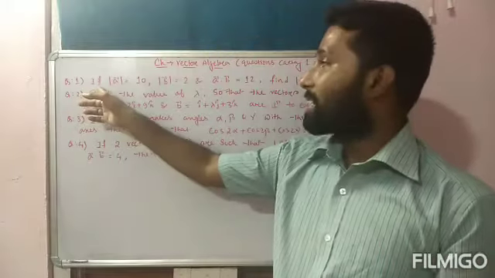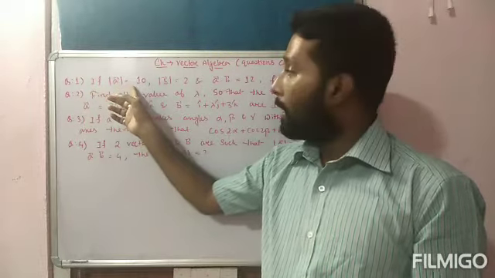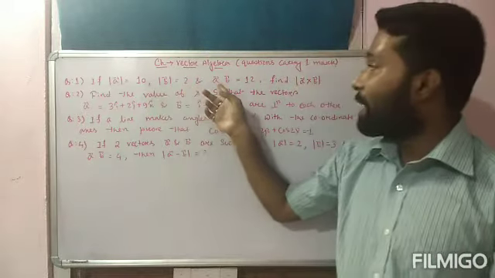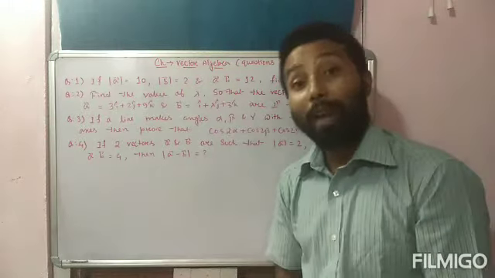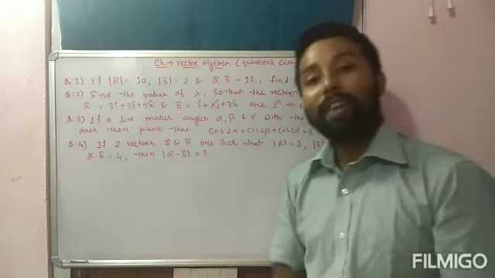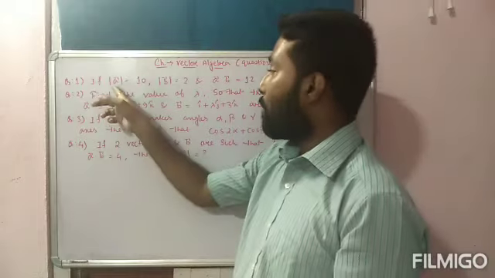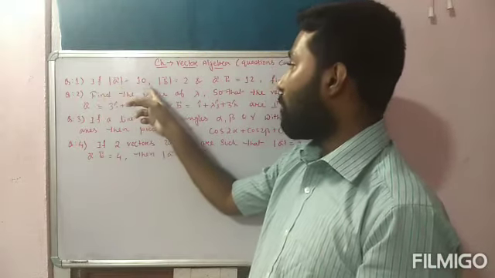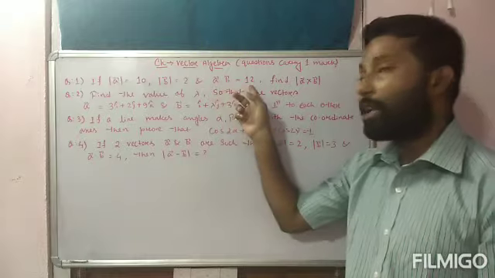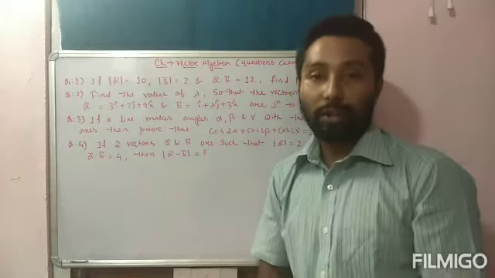The first question is, if mod A bar is equal to 10, mod B bar is equal to 2 and A bar dot B bar is equal to 12, then find the value of mod of A cross B. Okay, once again I am repeating the question. If mod A bar is equal to 10, mod B bar is equal to 2 and A bar dot B bar is equal to 12, then find the value of mod of A cross B.